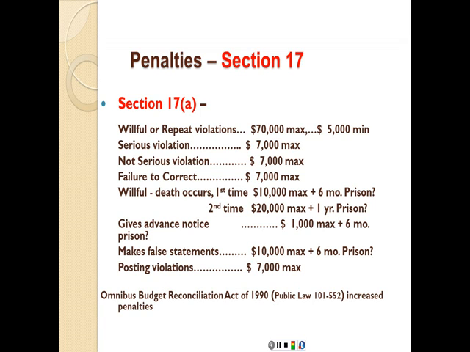If someone from OSHA gives advance notice about an inspection, then there's a penalty of $1,000 plus 6 months prison. If someone makes a false statement, a maximum of $10,000 plus 6 months prison. And failure to post the violations. If you have been cited, as we mentioned, you have to post the citation for a certain period of time in a place close to where the citation occurred or the violation occurred. Failure to post the violation can result in a penalty of a maximum of $7,000.